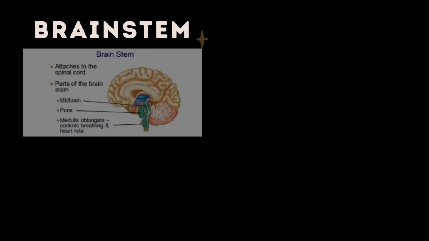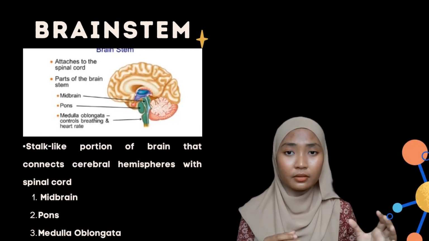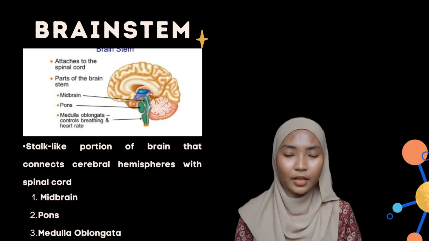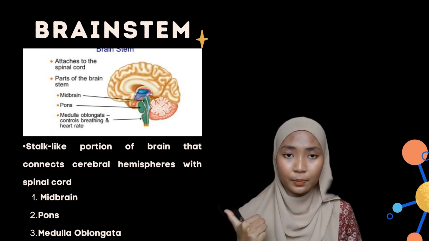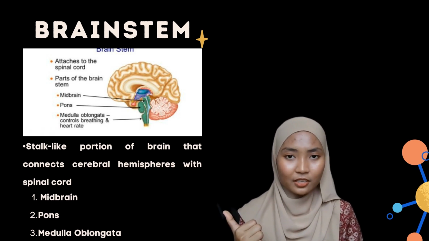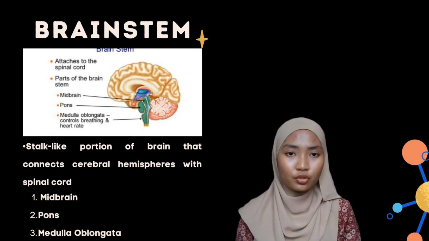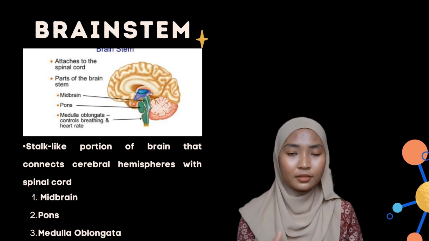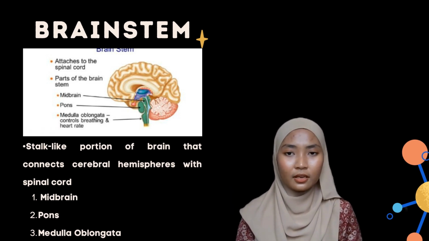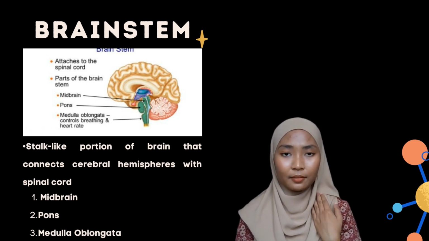Brainstem. The brainstem is the portion of the brain that connects the cerebral hemisphere with the spinal cord. There are three parts in the brainstem, which are the midbrain, pons, and medulla oblongata. The midbrain functions to process visual and auditory information and regulate muscle movement and motor control. Second, pons. The function of the pons is to regulate the signals that give you the sensation of pain from anywhere in your body below your neck.